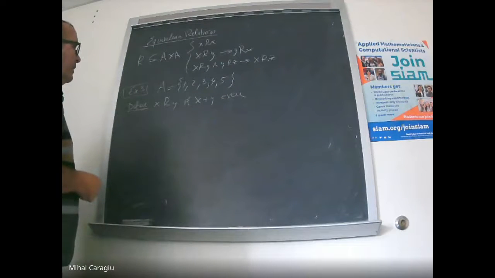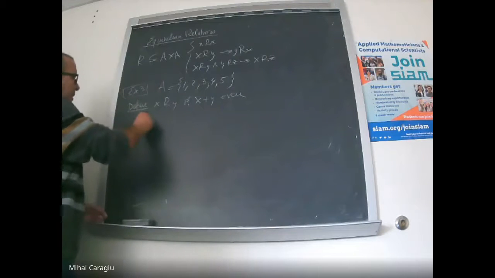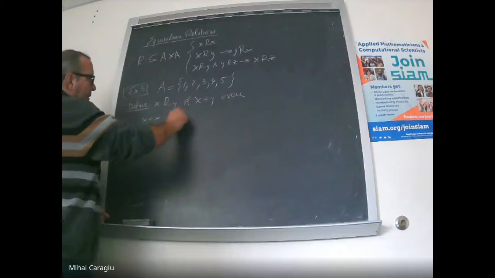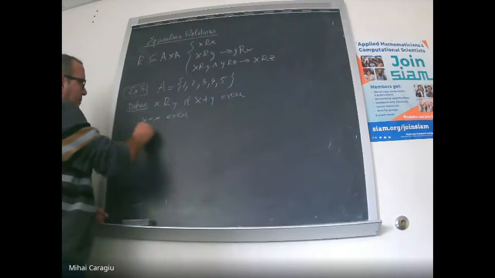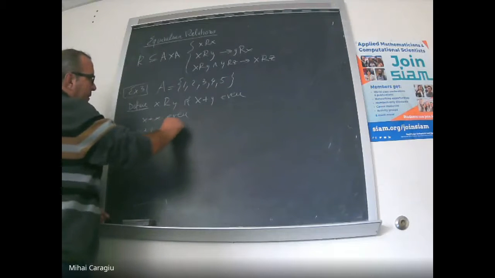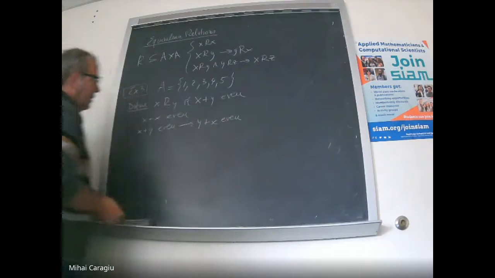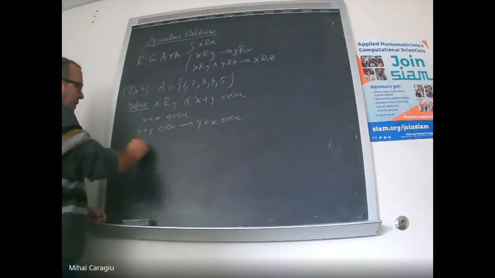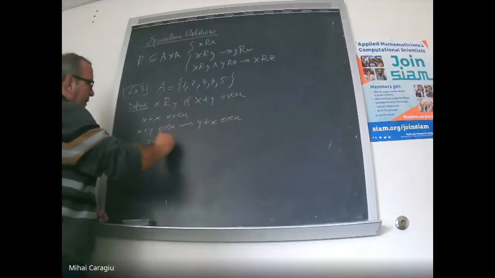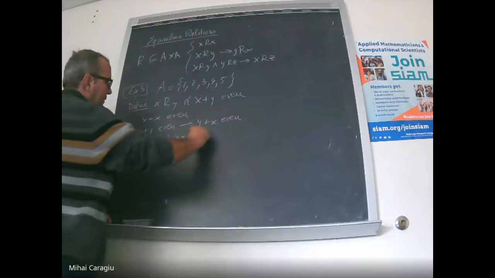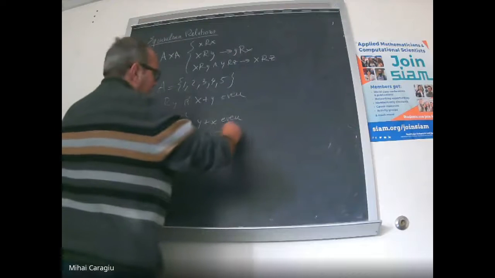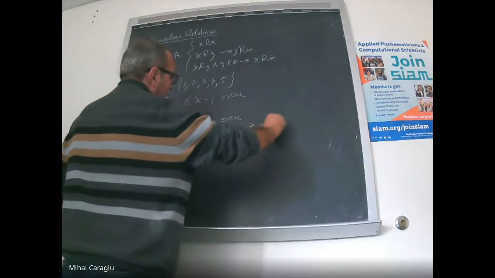So how to prove that this is an equivalence relation? It's very easy. x plus x is even. Then if x plus y is even, then y plus x is even because they are the same. And then finally, if x plus y is even and y plus z is even, then x plus z is even.